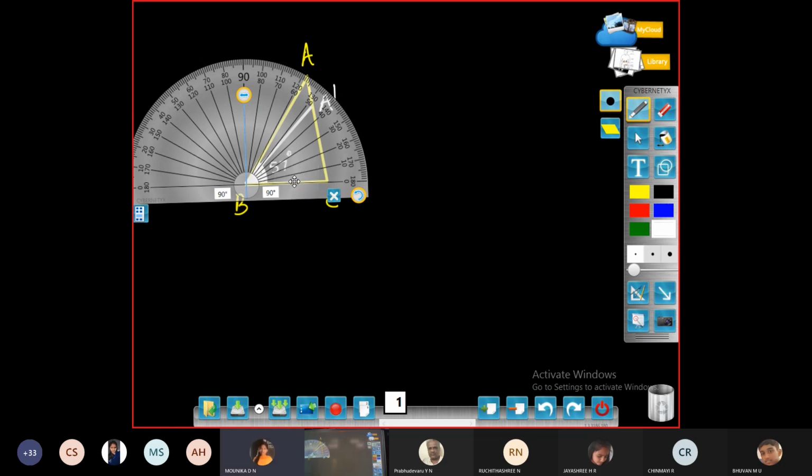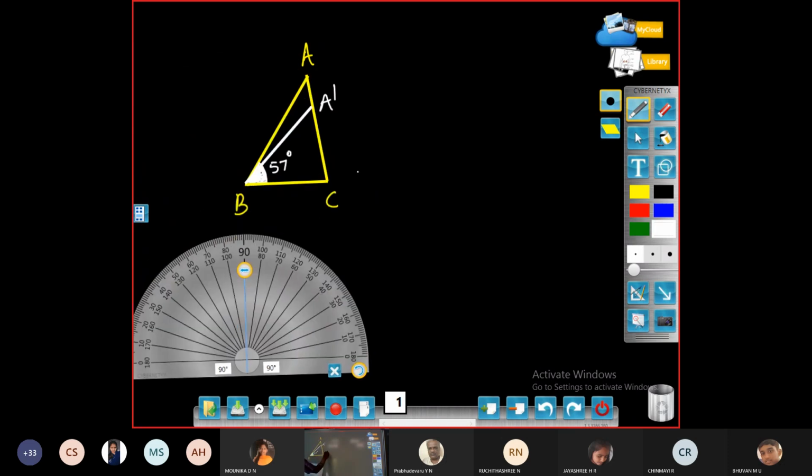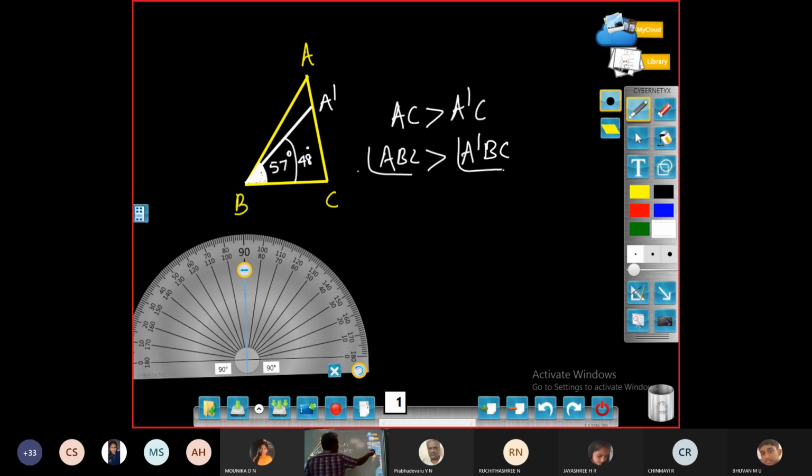So what is the measurement of this angle now? It is almost 48 degrees. So you can see this angle is 48 degrees. So this angle is 57 and this is 48 degrees. So when the length AC is greater than A dash C, then angle ABC is greater than angle A dash BC.